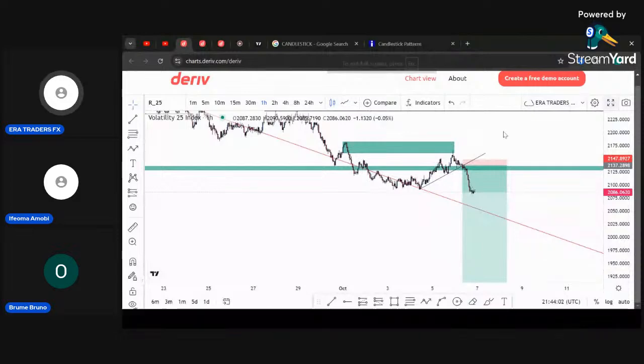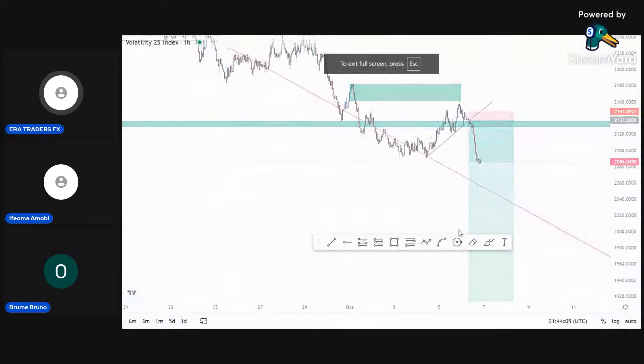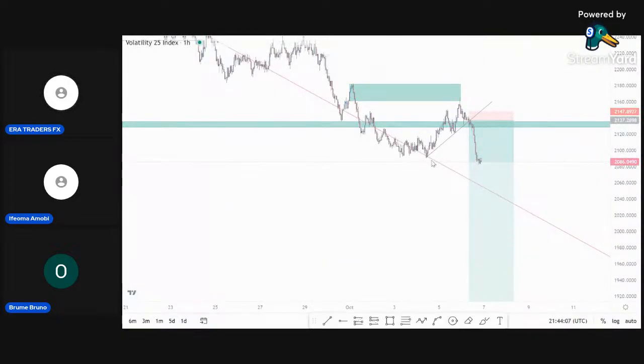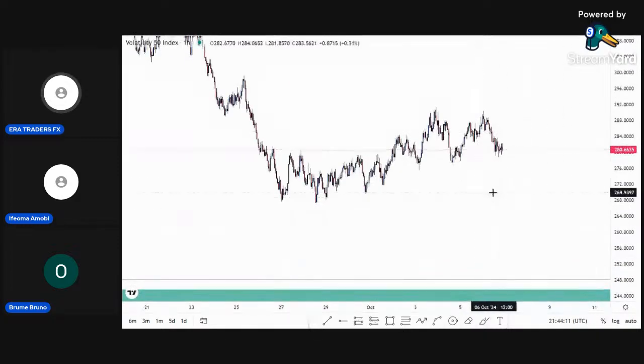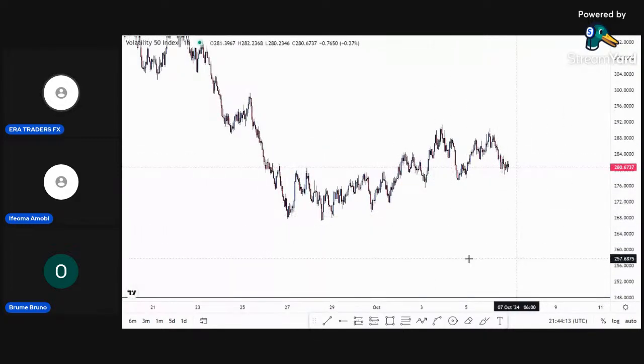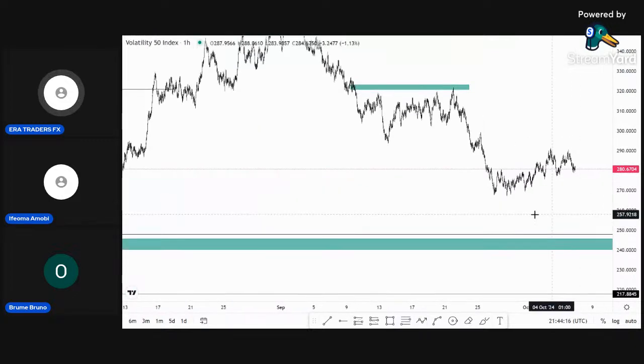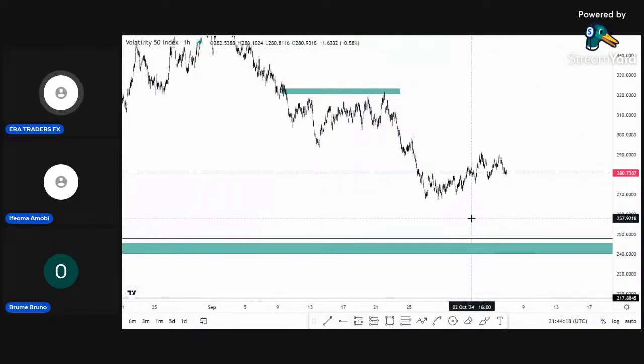It will drop. It was something I was looking out for on V50 that took my SL, but it's still dropping. The thing is still dropping. So let me look at it. Yeah, it's V50 now, 4 hour time frame.